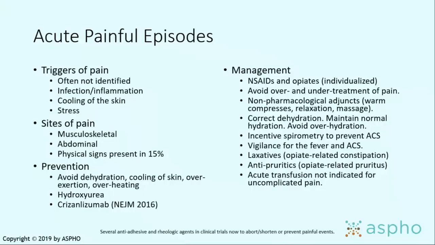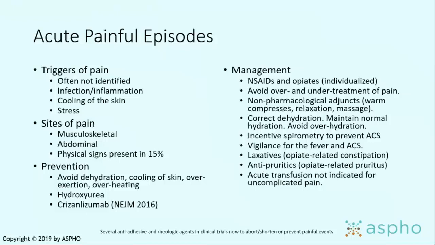We want to identify some of these symptoms early and avoid dehydration, avoid cooling of the skin. So we give kids warnings about going swimming in cold water, wearing warm clothing, not going out when it's cold. You want to avoid overheating. We know we can prevent pain with hydroxyurea, and then there's a newer drug called crizanlizumab, which was, the phase 2 was published in 2016, which was shown to prevent sickle cell pain episodes.